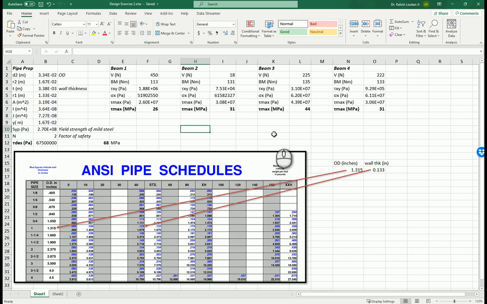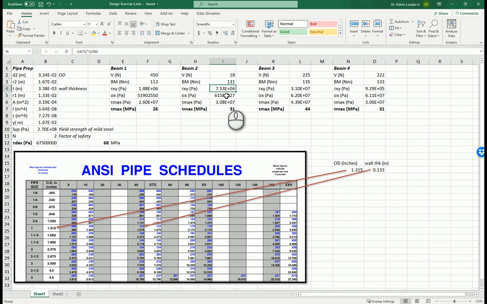Right, so this is the Excel sheet. I just wanted to go through it quickly. We have the different beams here, and of course we put in the shear force and max bending moment from the shear force and bending moment diagrams for each beam. And then over here we put in the formulas that we have written down for tau xy, sigma x.